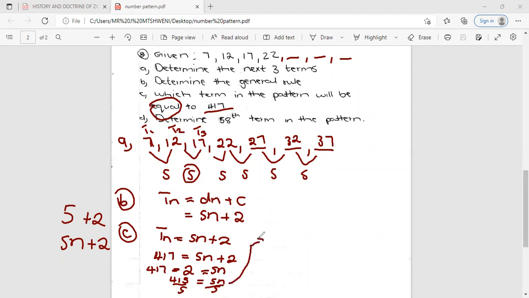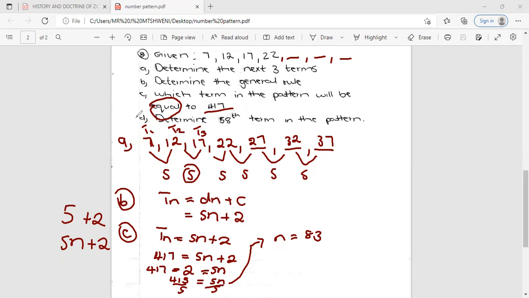Let me just continue here. Therefore, your n will be equal to 83. That's how you get this one.